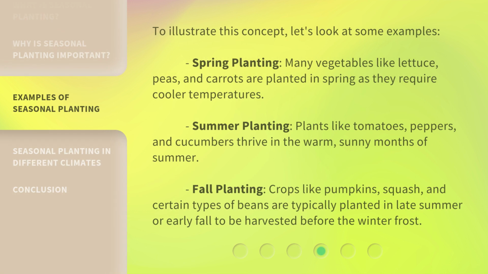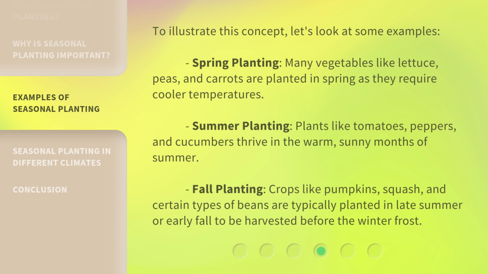To illustrate this concept, let's look at some examples. Spring planting. Many vegetables like lettuce, peas, and carrots are planted in spring as they require cooler temperatures. Summer planting. Plants like tomatoes, peppers, and cucumbers thrive in the warm, sunny months of summer.